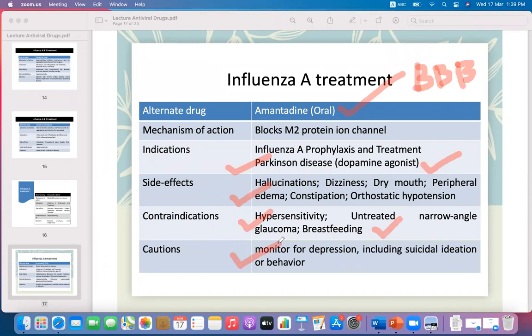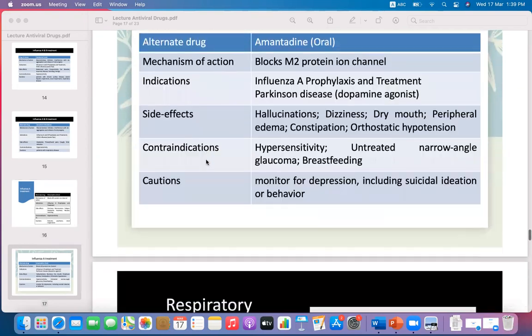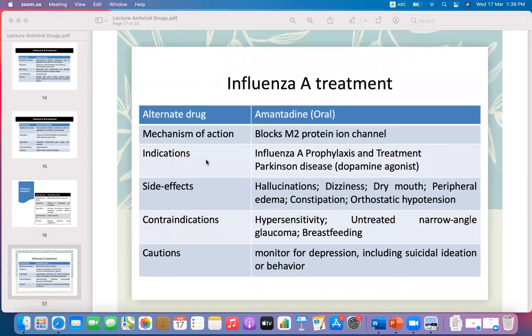So the best one for influenza A treatment amongst amantadine and rimantadine is rimantadine, because it does not cross the blood-brain barrier, and therefore suicidal ideation, behavior, and depression will not occur. So these are the management options for influenza A treatment.